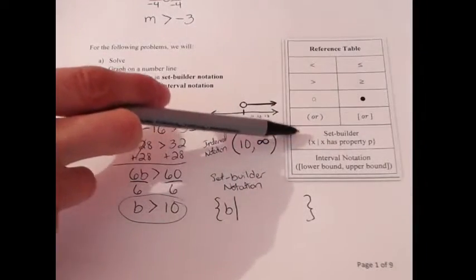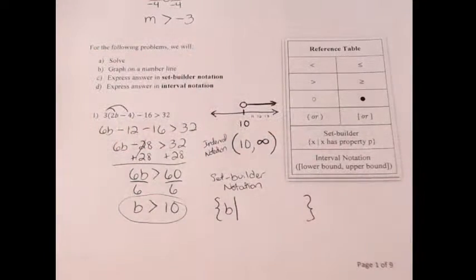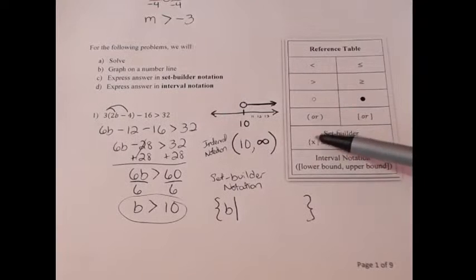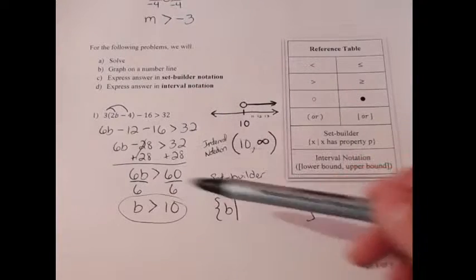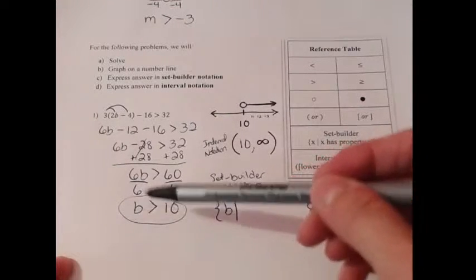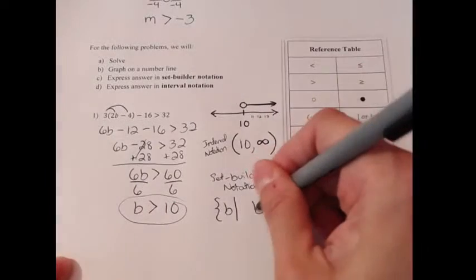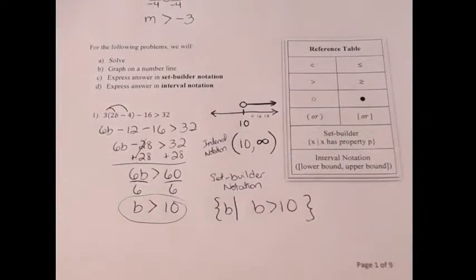Notice in my reference table, I've written out the general form for set builder notation. So you have your braces, you have your variable, bar, and then notice what it says here, x has property p. Well, in this case, we're talking about b, and b is greater than 10. So all we do is pick up our answer and write it directly inside. That's set builder notation.